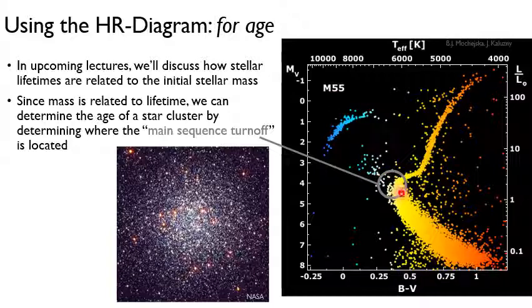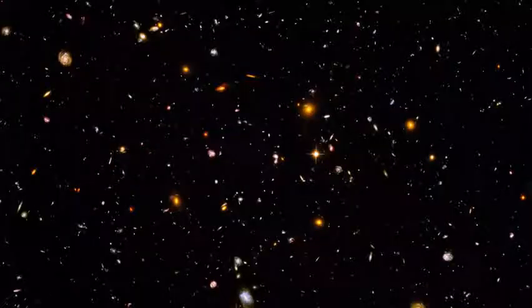Then we can follow this HR diagram and see where the turnoff point is. That tells you how old this stellar cluster is, because we know the lifetime of stars right at this boundary. Because the turnoff is at that point, these stars are just about to run out of the hydrogen in their core, and therefore we can tell exactly how old this stellar cluster is. So this is using the main sequence turnoff, which is pretty cool. And that is it for this introduction to the Hertzsprung-Russell diagram for Astronomy 1000.